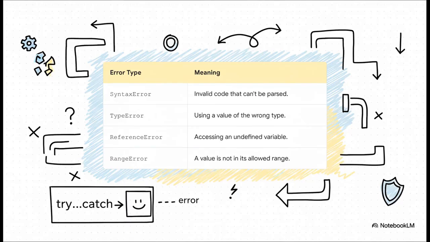It also really helps to recognize JavaScript's built-in error types. You'll see these all the time. A type error means you tried to do something with the wrong kind of data, like trying to call a number like it's a function. A reference error is the classic, oops, I tried to use a variable that doesn't exist yet. Recognizing these patterns is going to make you so much faster at debugging.